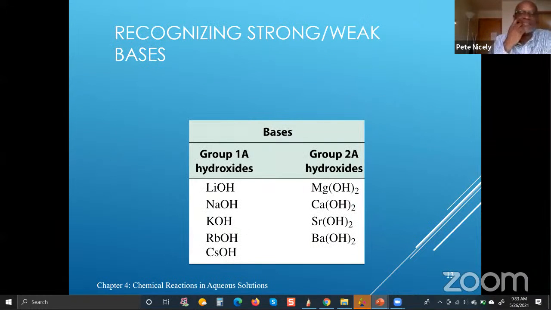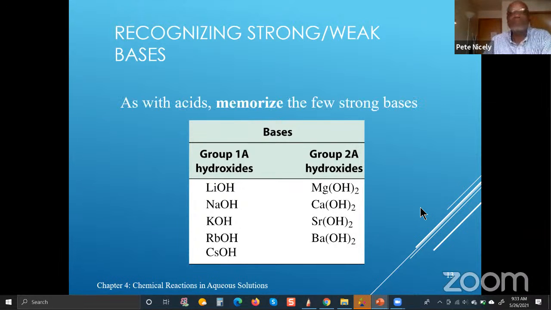Okay. So as far as strong bases you need to memorize, this is actually an easier group to memorize because basically the strong bases that you'll be familiar with in this course would be hydroxides of group 1A and group 2A metals. So these are the strong bases that you need to know. Pretty much all other bases that you'll encounter will be weak bases. All right? Okay, let's see what's next.